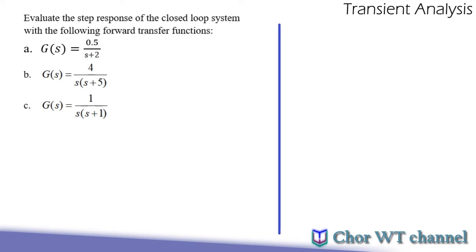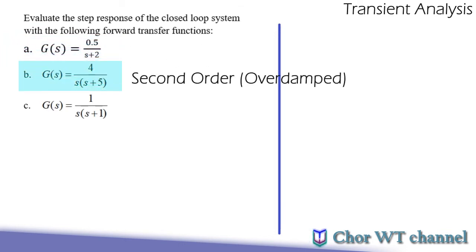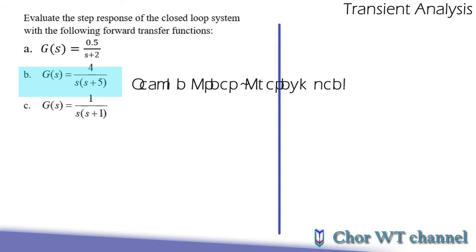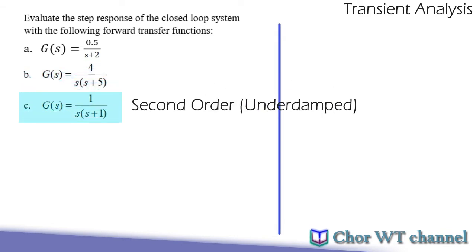So in this video, I'm going to talk about the transient analysis, and basically what you see here is that there are three types of systems. A will be the first order system, B will be second order systems with the overdamped response, and part C will be the second order system with the underdamped response.